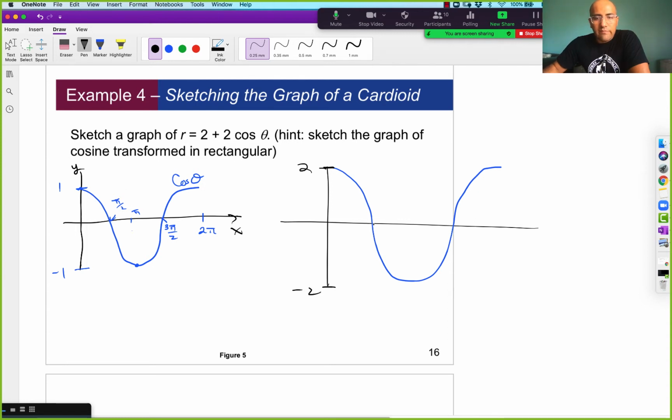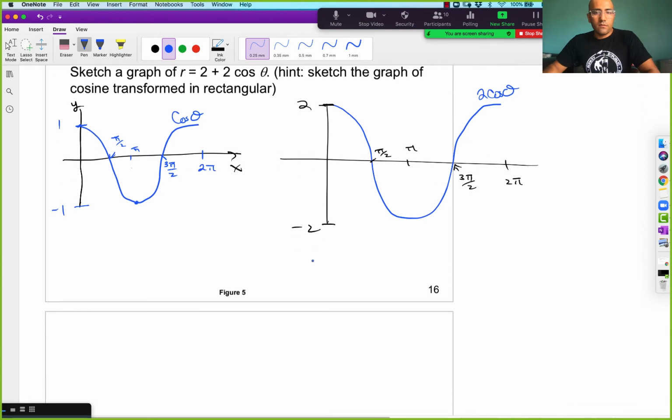And we still have all the same values here. This is still pi over 2. Over here, this is still pi. This is still 3 pi over 2. And this guy over here is still 2 pi. Right? So this one's twice cosine of theta. Good. And now the +2 is going to shift this whole thing up by 2 units. So this will go up to a maximum of 4 units. This minimum will go up to 0, and then this will come back up as well.